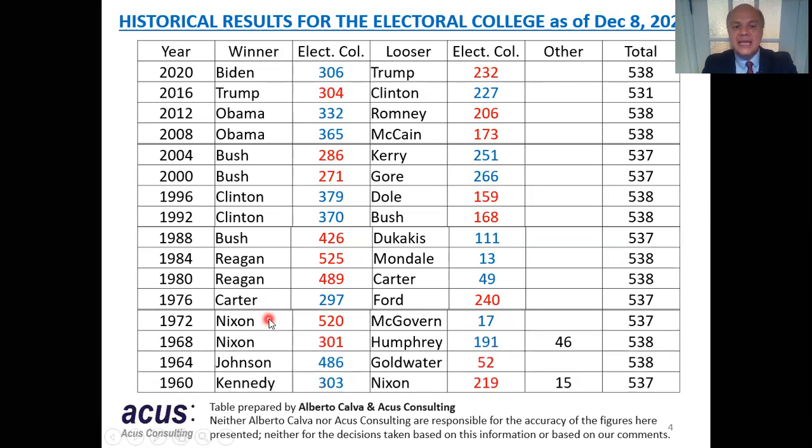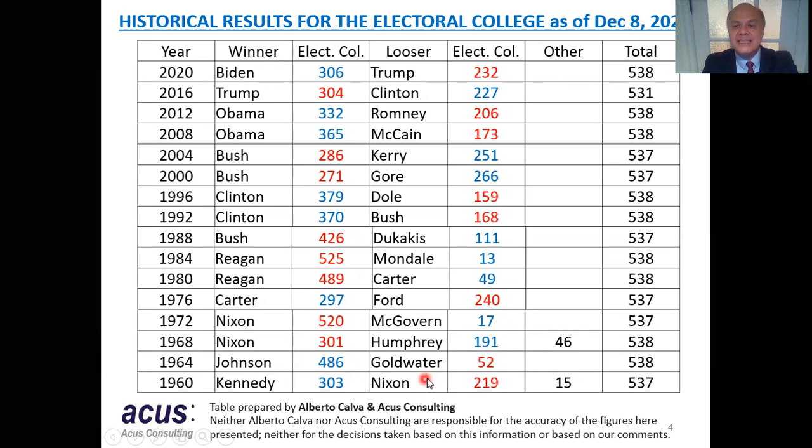Previous to this, in 1972 and 1968, Richard Nixon got 520 votes from the Electoral College in his re-election, the second largest after Reagan, and 301 Electoral College votes in 1968. Previous to that, in 1964, Johnson got 486 votes for the Electoral College, and Kennedy 303 votes for the Electoral College against 219 from Richard Nixon.